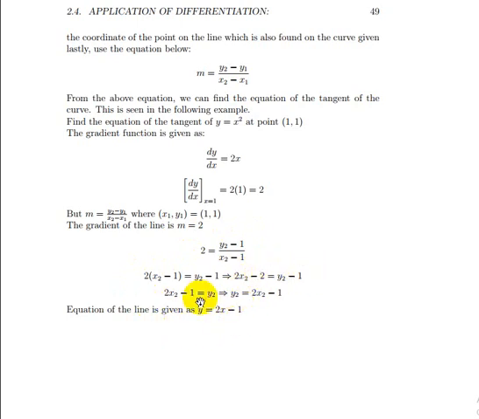So the final answer is going to give you y2 equals 2(x2 minus x1) minus 1. Now y2 is compared to y on the equation of a line, and x2 is compared to x on the equation of a line. So your final equation of the line will be y equals 2x minus 1.